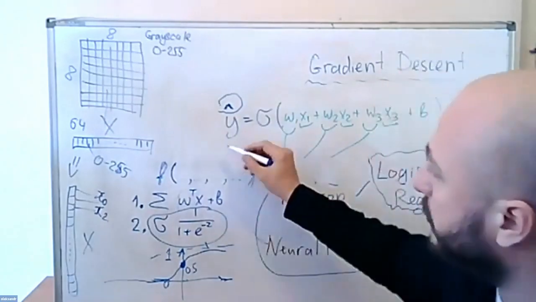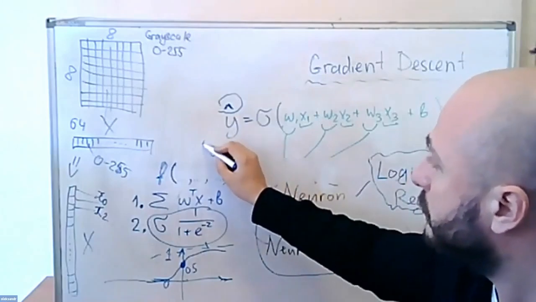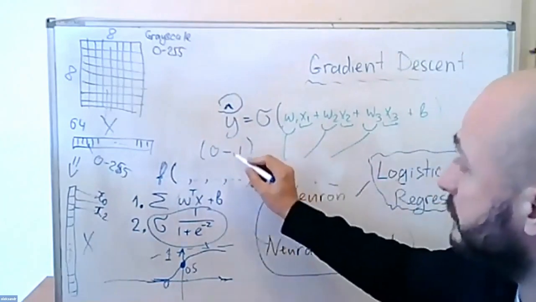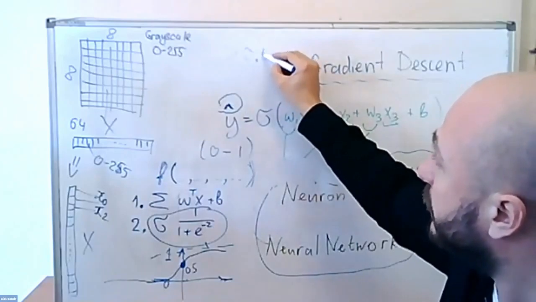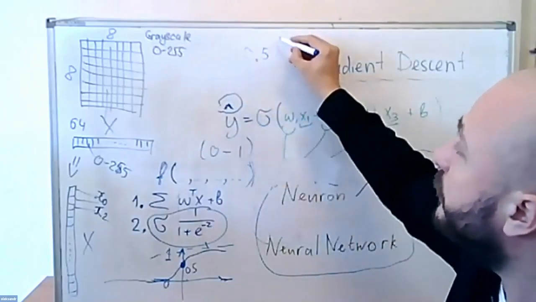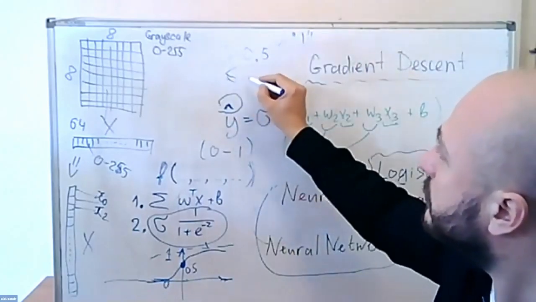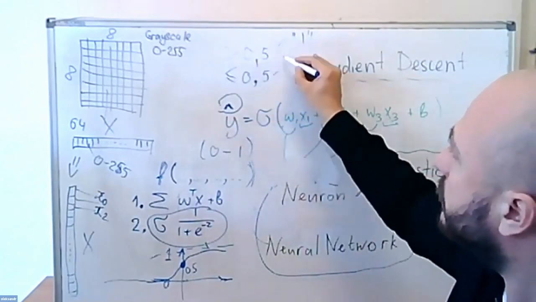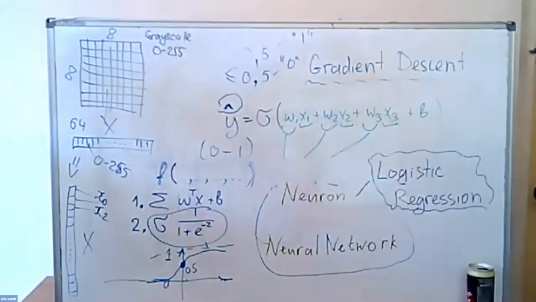So y can be something in between 0 and 1, not including, and if it is larger than 0.5, we think that this is 1. If it is smaller or equal, we think that this is 0. So generally, this is a logistic regression.